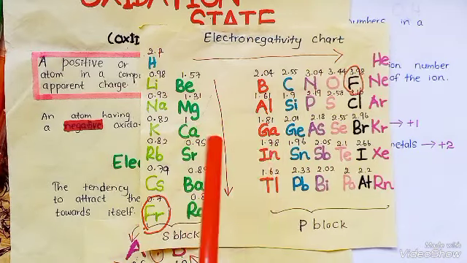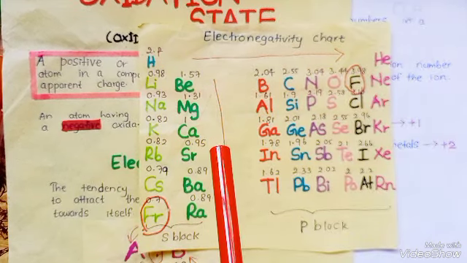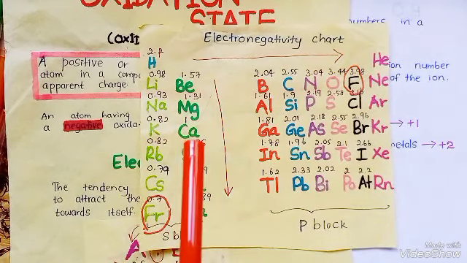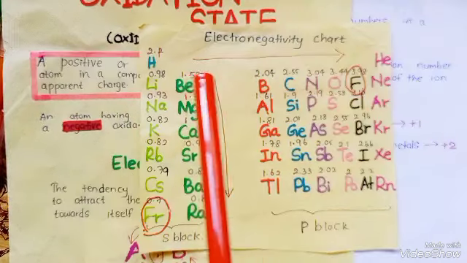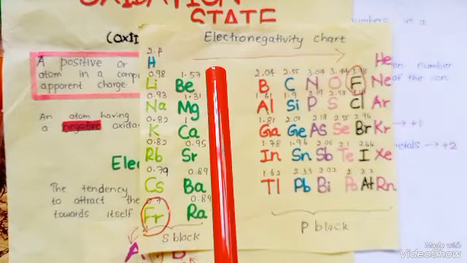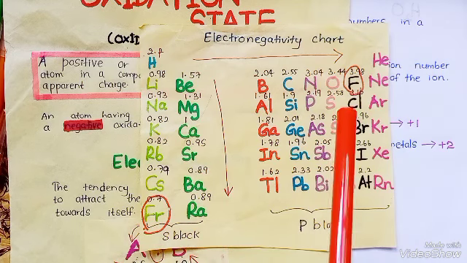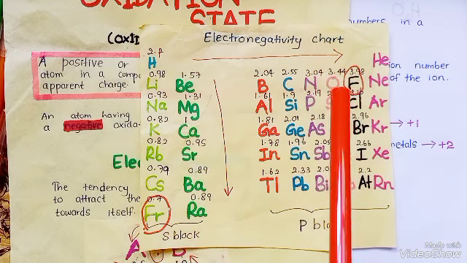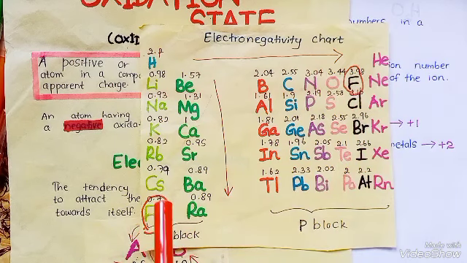Here is the electronegativity chart for S block elements and P block elements. I have mentioned the actual electronegative values. As you go from left side to right side, you can see that the electronegative value increases, and as you go from top to bottom, electronegative values decrease. In this chart, fluorine has the highest electronegative value, which is 3.98, and francium has the lowest electronegative value, which is 0.7.